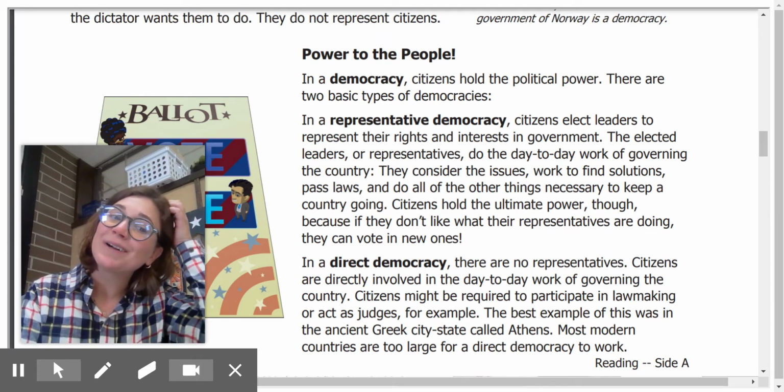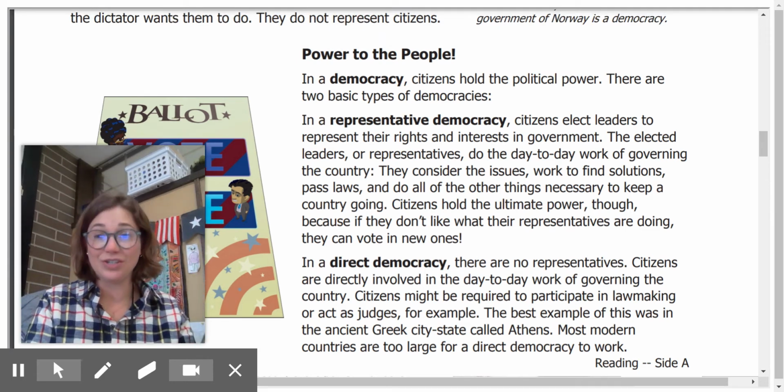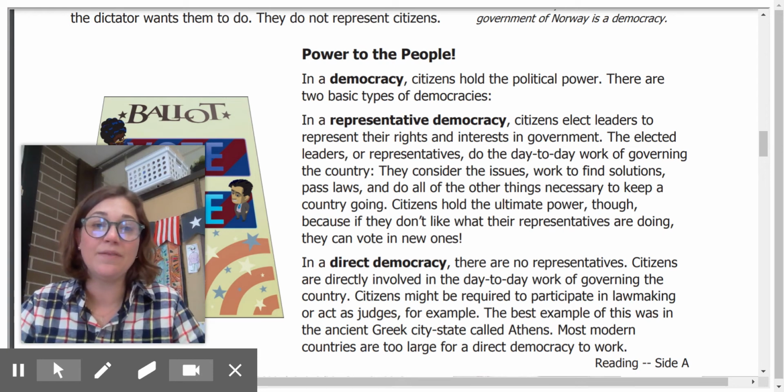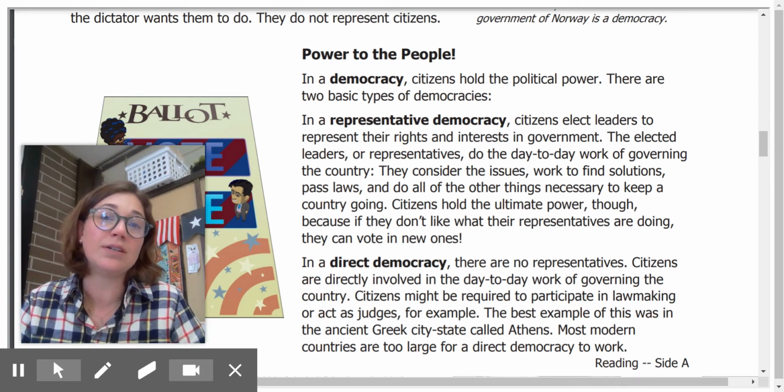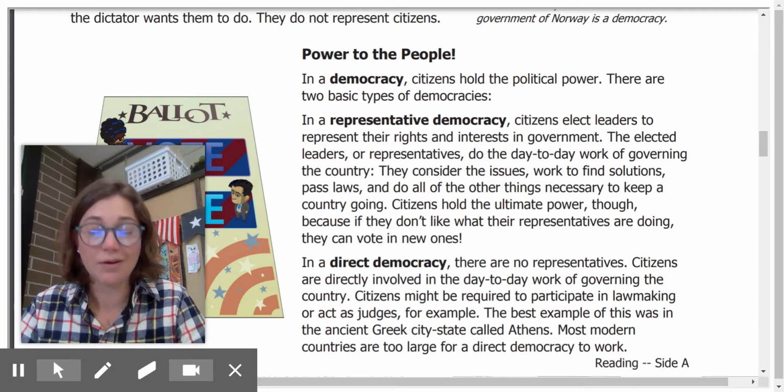Citizens might be required to participate in lawmaking or act as judges, for example. The best example of this was in the ancient Greek city-state called Athens. Most modern countries, though, are too large for a direct democracy to work.